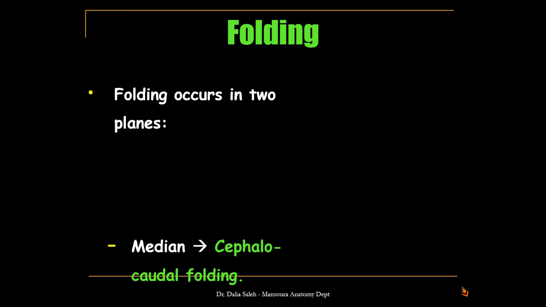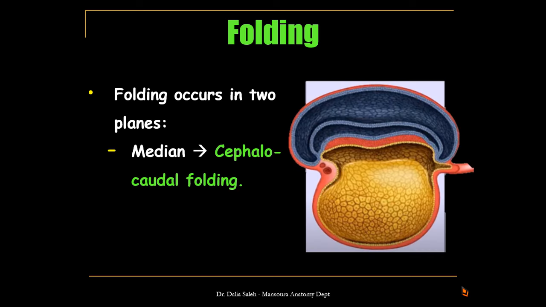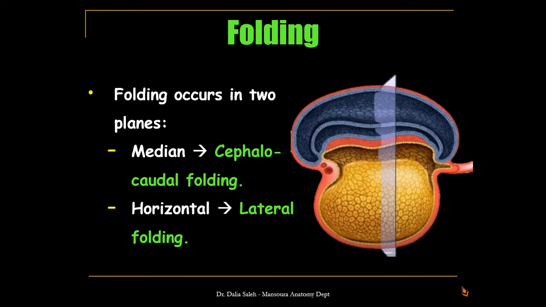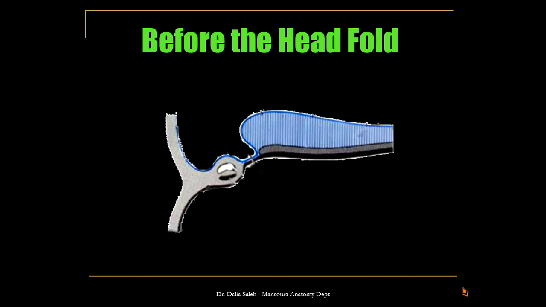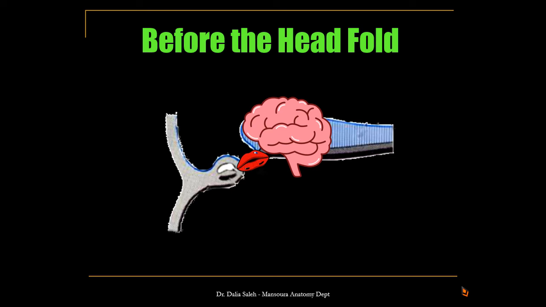Folding occurs in two planes. In the median plane, meaning from cranial to caudal, we call it the cephalocaudal folding, and in a horizontal plane, we call it the lateral folding. Before the formation of the head fold, or before the cephalic folding of the embryo, this was the arrangement of the structures. We have the neural tube, and in this region it will give, of course, the brain. In front of it, the buccopharyngeal membrane, where we have the future mouth. And in front of the buccopharyngeal membrane, this area is called the cardiogenic area, and the heart will develop in this region. Of course, this is not the normal or anatomical arrangement of our body. So after cephalic folding or cranial folding, the structures will take their normal anatomical position.